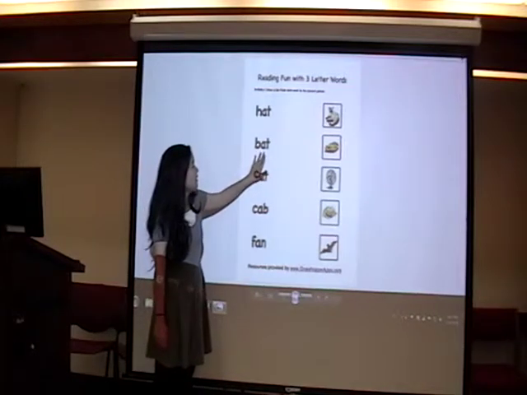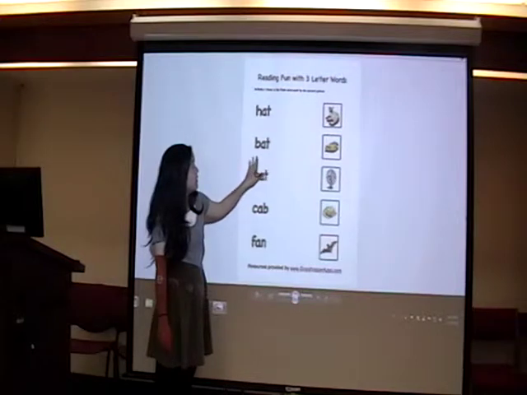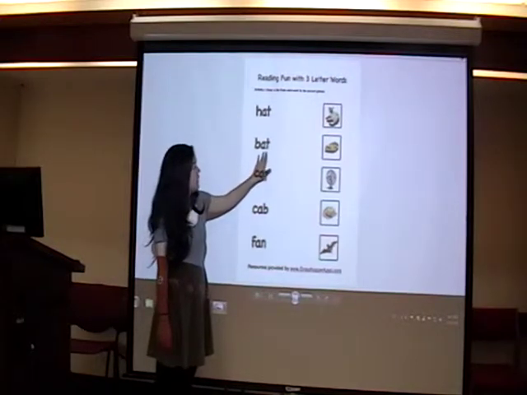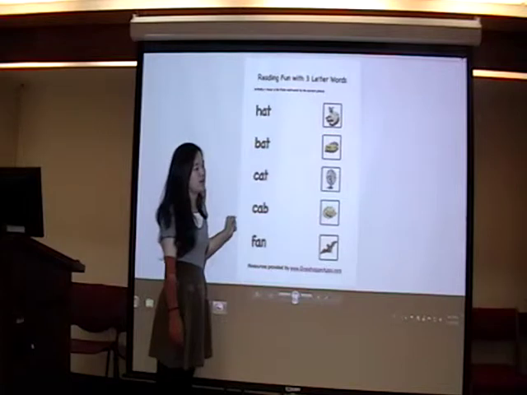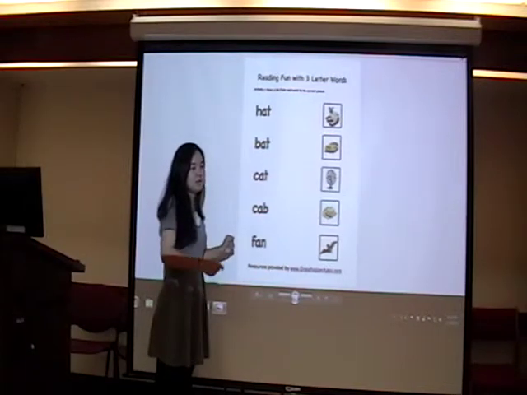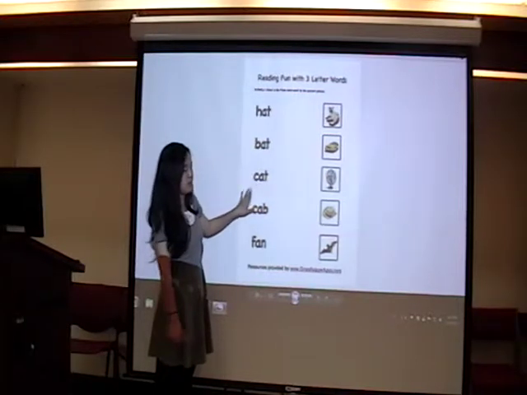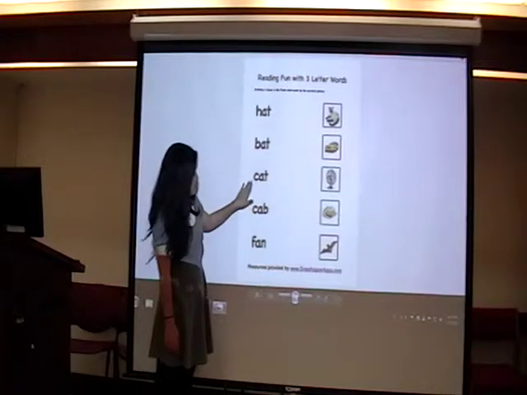And then the second one. B. B. At. Bat. So you sound each letter first and you combine it together. Bat. This one? Can you try? K. At.